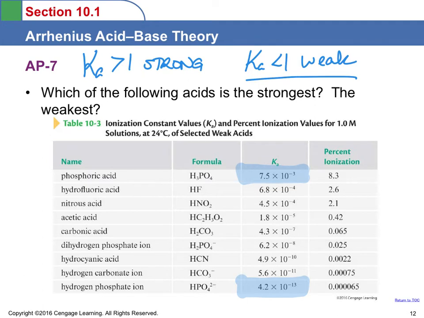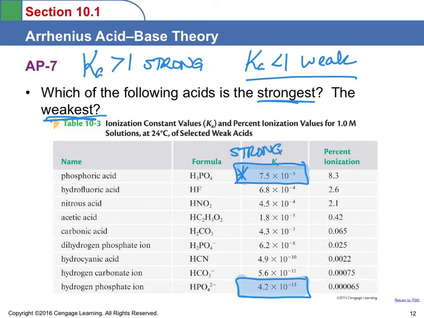However, we're looking for strongest and weakest. So I'm not looking for strong versus weak. I'm just trying to rank them strongest and weakest. So the largest Ka, 10 to the negative third, is a bigger number than 10 to the negative 13th. So this is a bigger Ka up at the top. So that means it is a stronger acid. And then down here at the bottom, we have the smaller Ka, so that's the weaker acid.